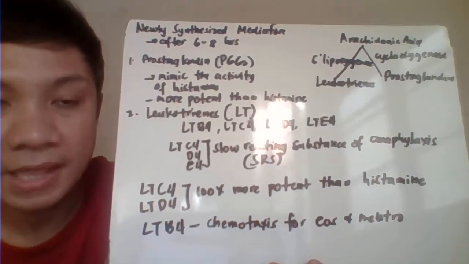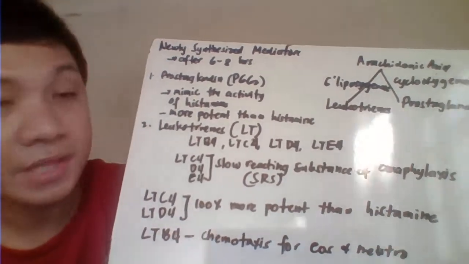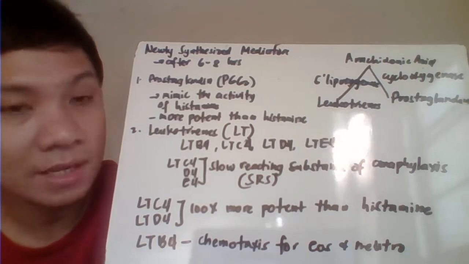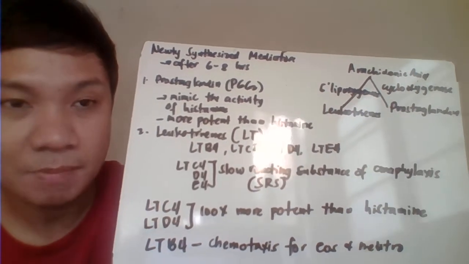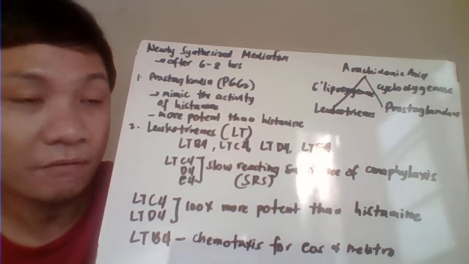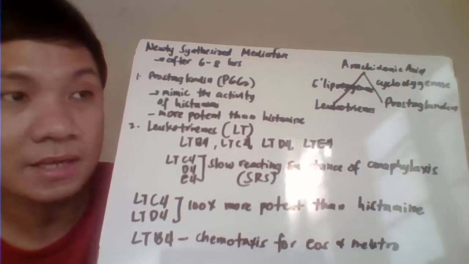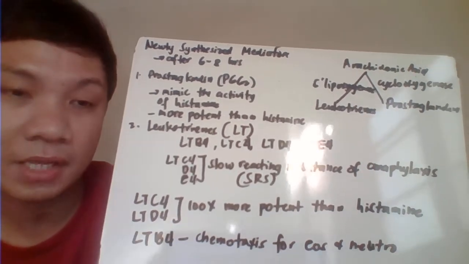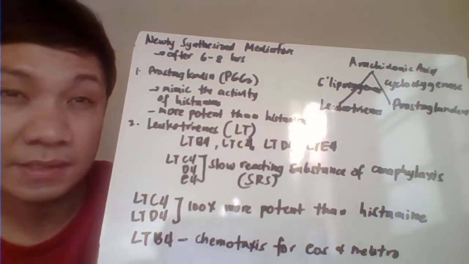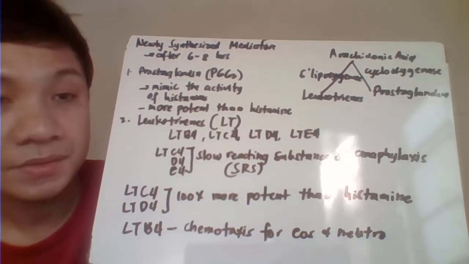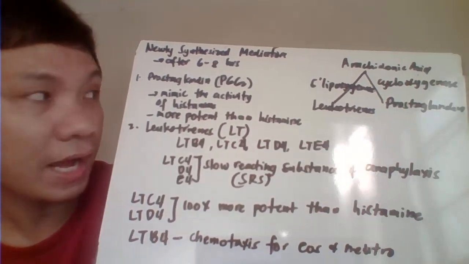Okay, then we also have the newly synthesized mediators. The newly synthesized mediators are actually being produced after 6 to 8 hours of contact of your allergen with your IgE-sensitized mast cells and basophils. Unlike your primary mediators, which are triggered or released as early as 30 to 60 minutes after the contact. So this includes, number one, arachidonic acid.